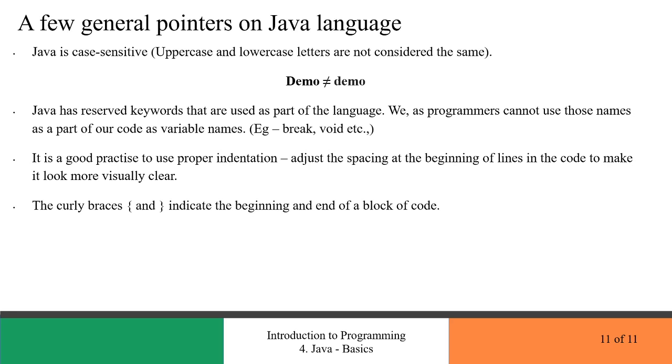The curly braces indicate the beginning and end of a block of code. That is, if there is a group of statements that is present between curly braces, they are usually called as a block of code. Declaration statements in Java are to be ended with a semicolon, as we just saw.